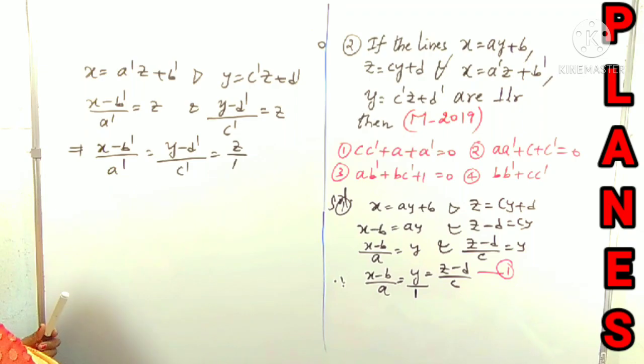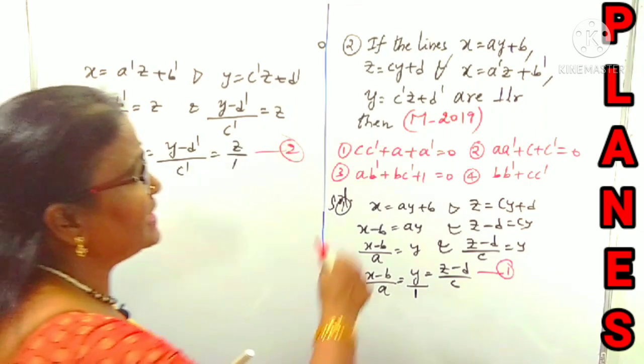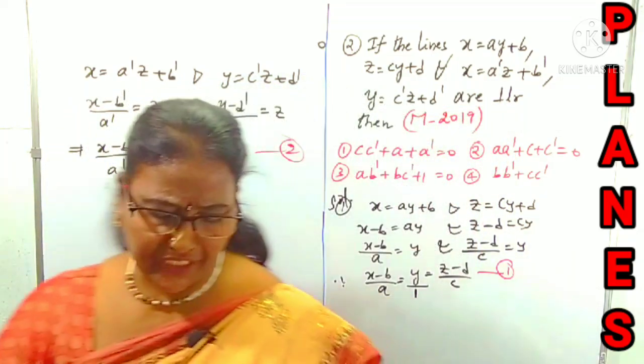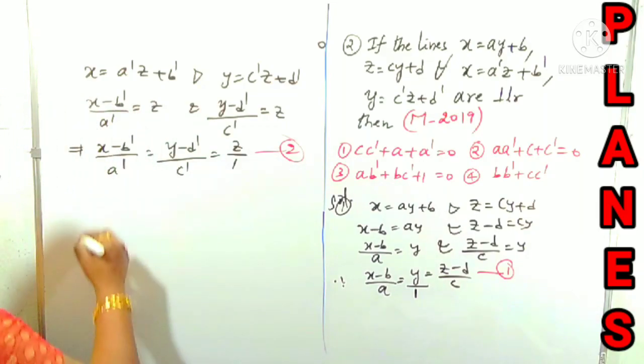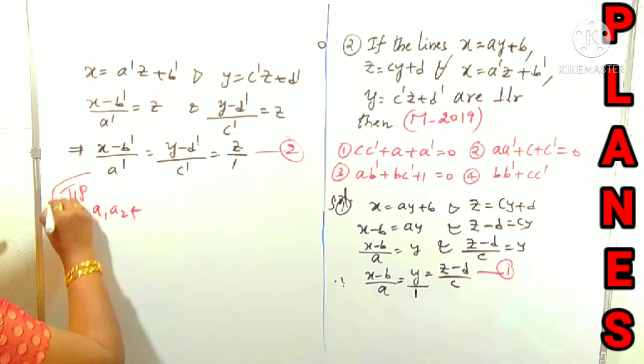Yes, now you can understand why I have taken it like this. What is given? Those lines are perpendicular. If two lines are perpendicular, what is the condition? Simply you can understand that the condition is A1 A2 plus and so on. This is the tip if the two lines are perpendicular.